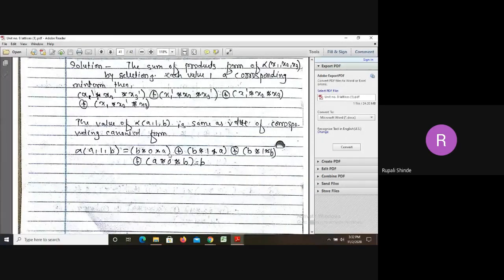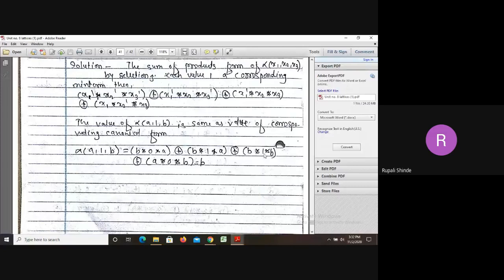So again A star 0 means what? The greatest lower bound of A and 0. So it is 0. XOR B star A. So you know the diagram 0, A, B and 1. This is our given diagram. So B star 1. What will be the greatest lower bound for B star 1? B. Okay. Now B star A. The greatest lower bound of B and A. It is 0. Okay.